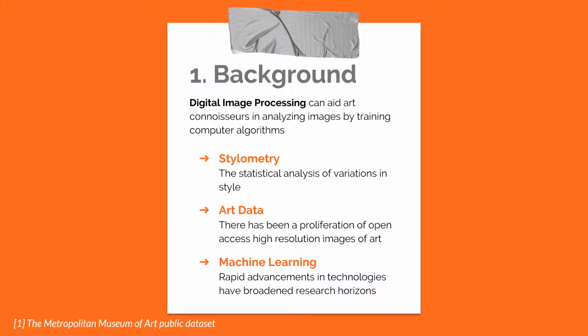So first, we have to see that visual stylometry falls under the umbrella term of digital image processing, which is essentially the process of taking images and analyzing them using computer algorithms. Now, the term stylometry has been around since roughly 1894, but it's always been defined in the context of literature. For example, looking at style deviations between writers or genres of literature.